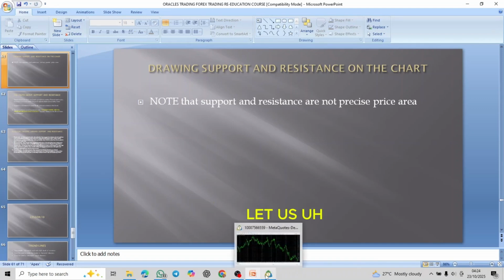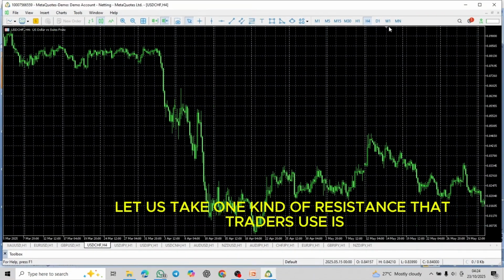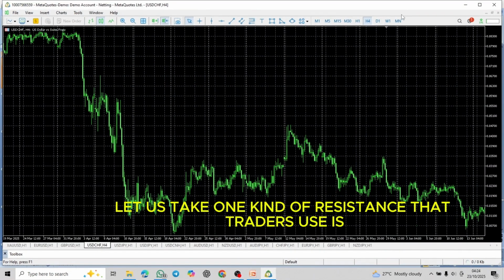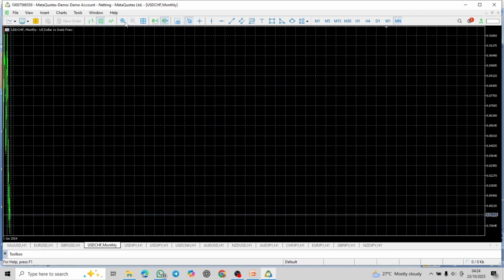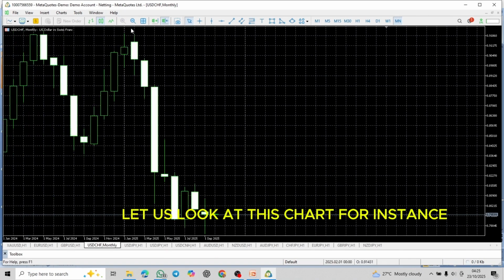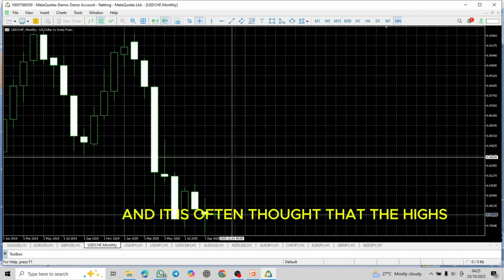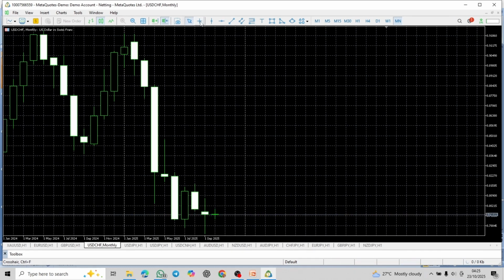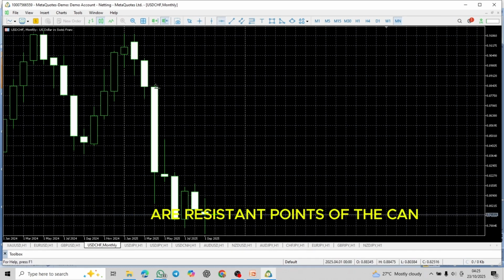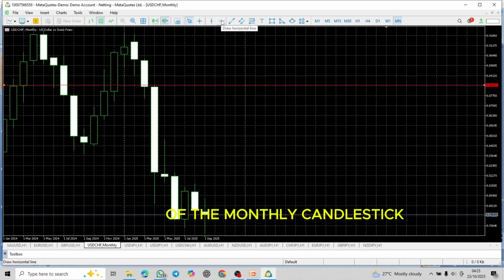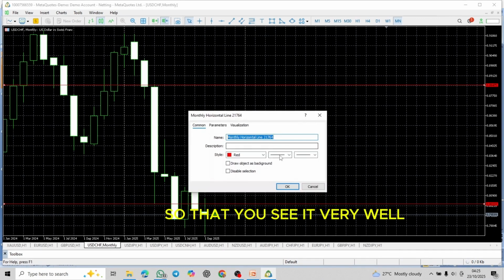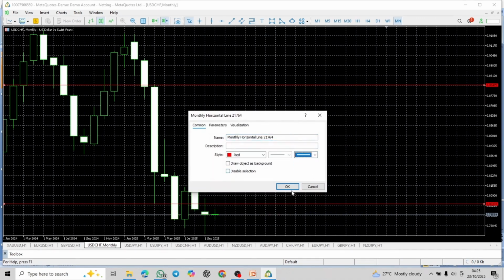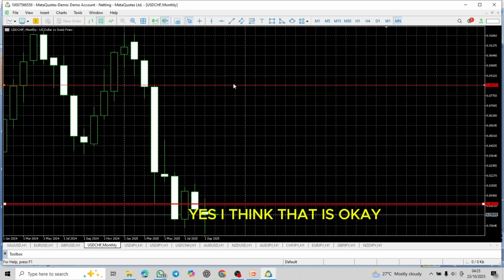For instance, one kind of resistance that traders use is the monthly chart. Let us look at this chart, for instance, and it is often thought that the highs or the lows of the monthly candlestick are resistance points. Look at it. This is the low. Let me zoom in so that you see it very well. Yes, I think this is okay.